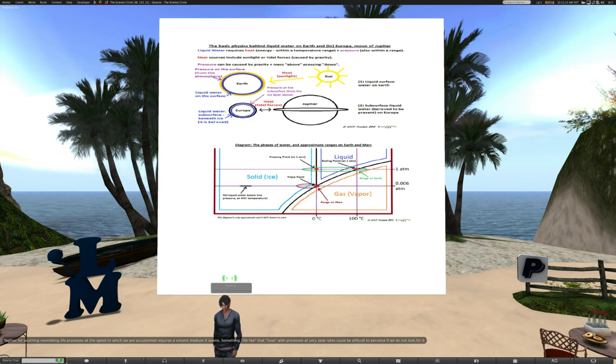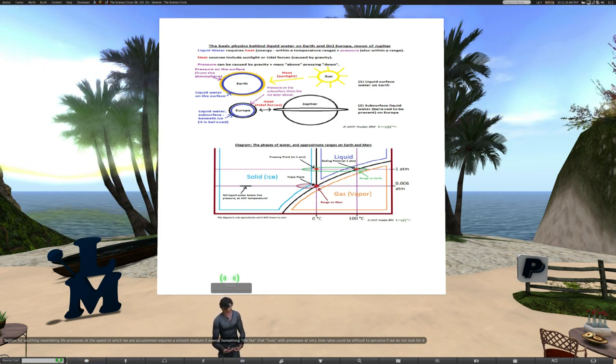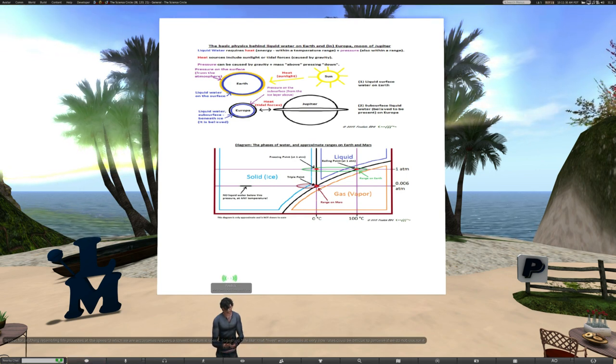Why? Because to have liquid water, you need pressure and you need heat. If you don't have pressure, it all evaporates and you don't have liquid water. It's got to be sort of pressed down. And you also need heat to keep it warm or it's going to be ice. So how do you get that? There's a couple of ways that you can get it.